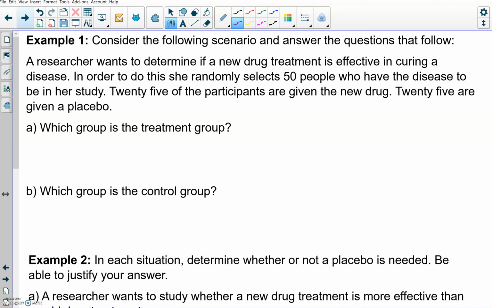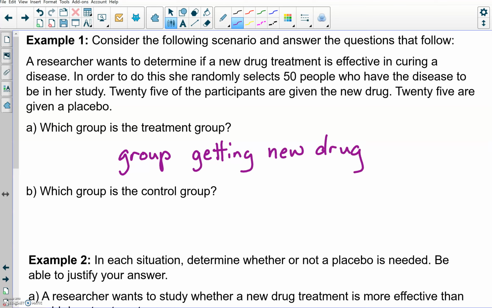So which is the treatment group? Well, it's the group getting the new drug. They are the ones of interest. You want to know if there's some cause-effect relationship with the new drug and getting better. So the treatment is getting the new drug. The control, what you're comparing it to, are the people who aren't really getting the active ingredient drug. They're the group getting the placebo.